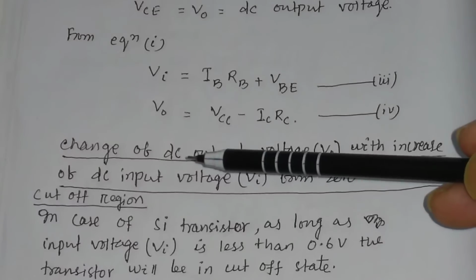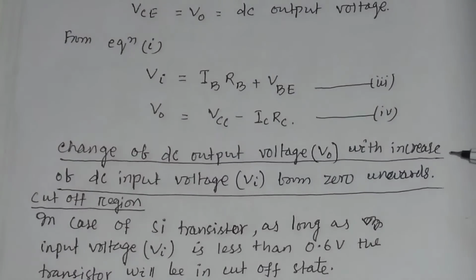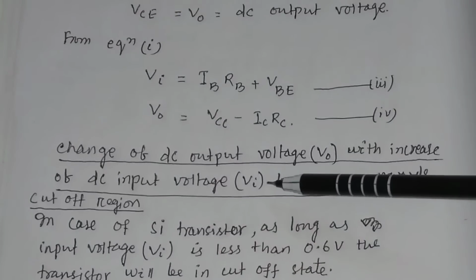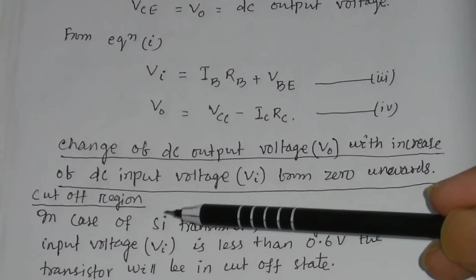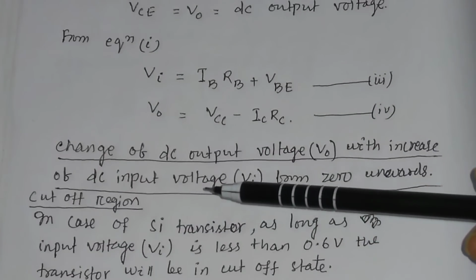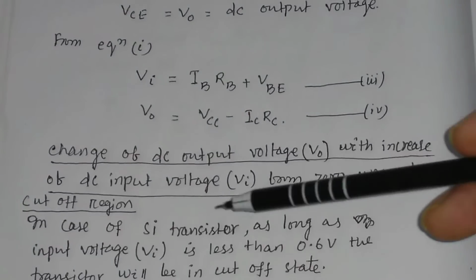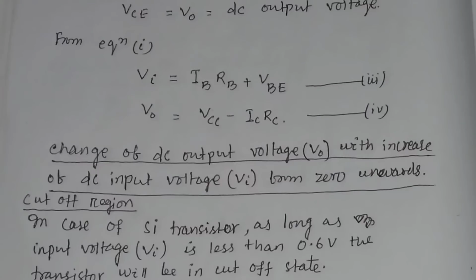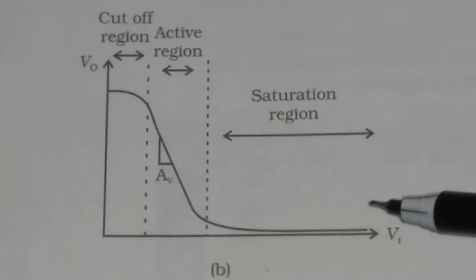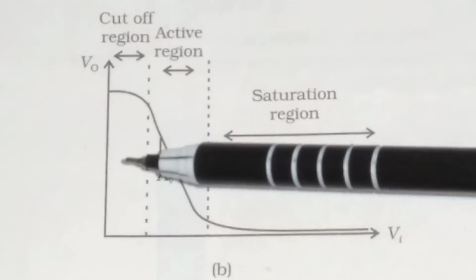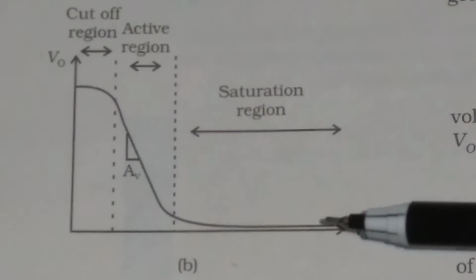Now we will see the change of the DC output voltage VO with increase of the DC input voltage VI from 0 onwards. That means from 0 to some voltage we will see. And if you plot a graph between the DC input voltage VI and the DC output voltage VO, then you will get a graph like this. This will be the nature of the graph.